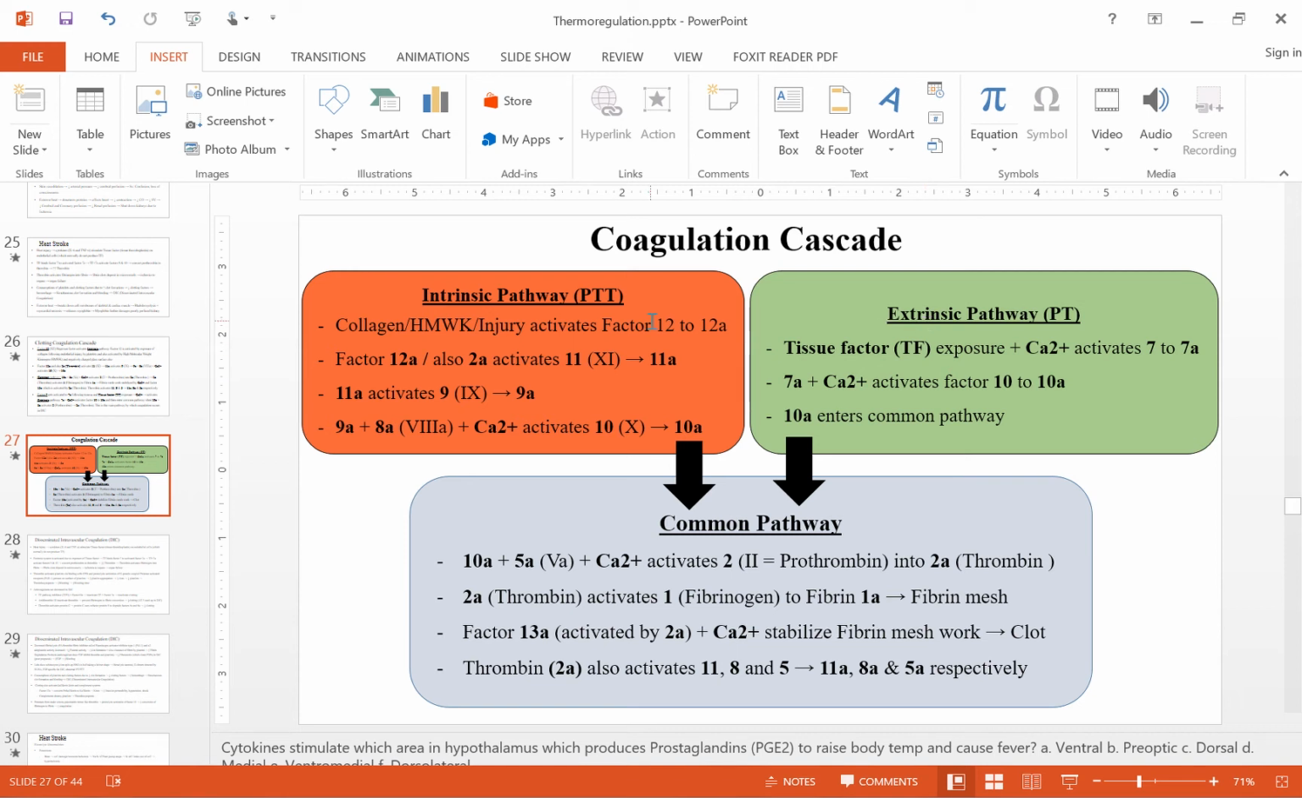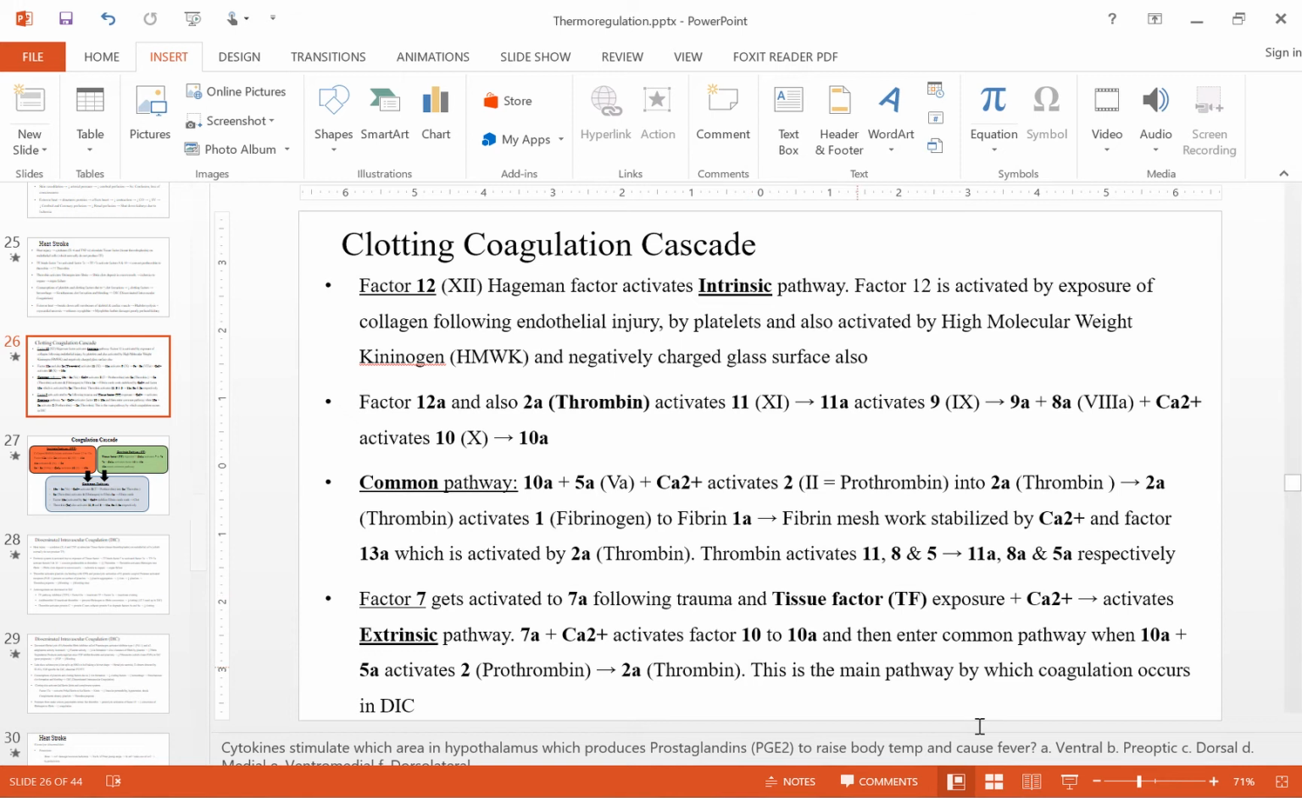So in this video we're going to take a moment to basically look at the physiology of the coagulation cascade. So quick overview: you have the intrinsic pathway and the extrinsic pathway, and both of these lead to the common pathway. So quick detail on that.